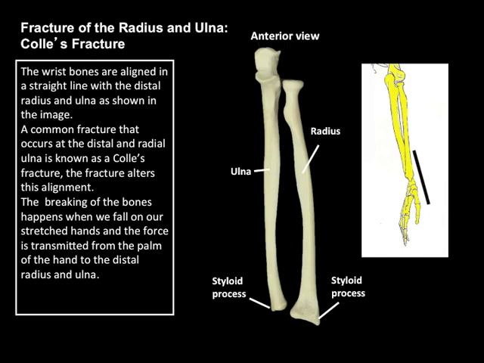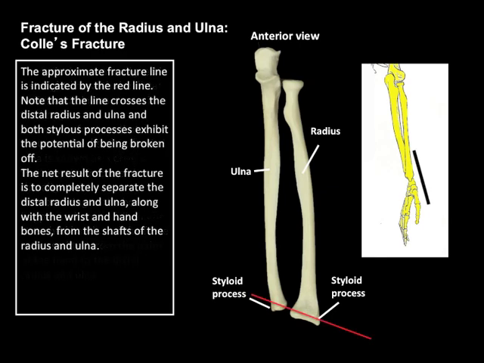The breaking of the bones happens when we fall on our outstretched hands and the force is transmitted from the palm of the hand to the distal radius and ulna. The approximate fracture line is indicated by the red line. Note that the line crosses the distal radius and ulna, and both styloid processes exhibit the potential of being broken off. The net result of the fracture is to completely separate the distal radius and ulna, along with the wrist and hand bones, from the shafts of the radius and ulna.